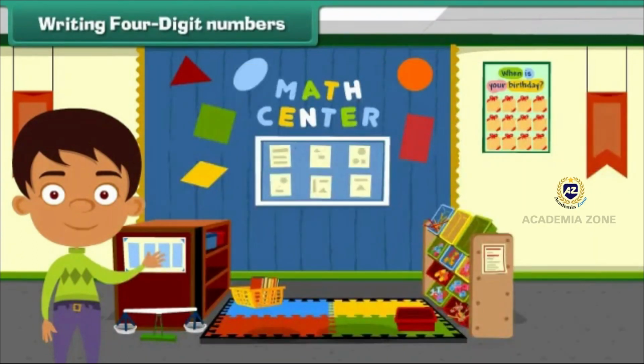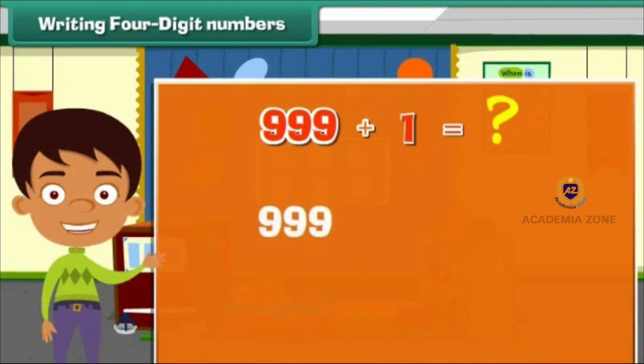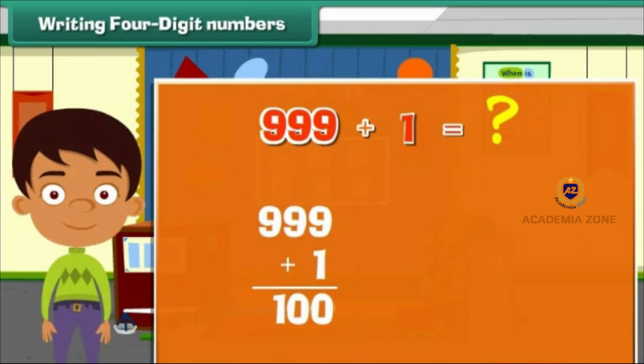Writing four-digit numbers. What is the number that we get when we add 1 to 999? 9 plus 1 is equal to 10. Write 0 and carry over 1. Again, 9 plus 1 is equal to 10. Write 0 and carry over 1. Again, 9 plus 1 is equal to 10. Write 10. 999 plus 1 is equal to 1000.